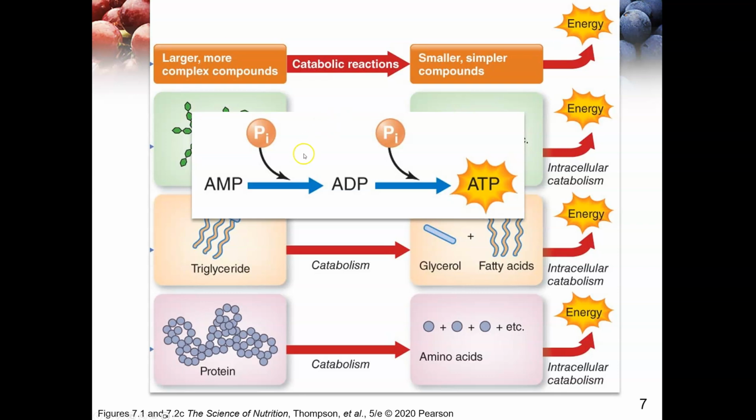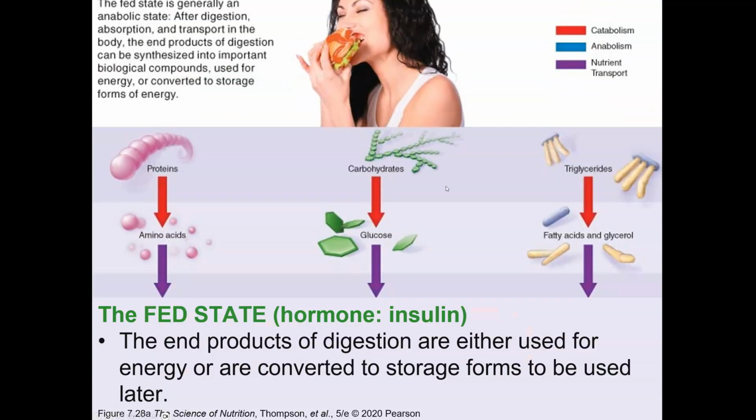But what happens is this diagram shows how you can start with adenosine monophosphate, adenosine diphosphate, add phosphate to it, and that's how we get our ATP. So this requires energy, but as you can see from these catabolic reactions, energy is released. So we can use some of that energy and capture it and make ATP.